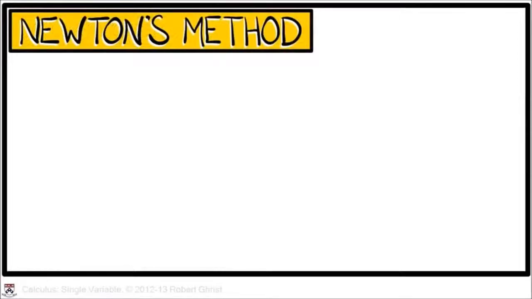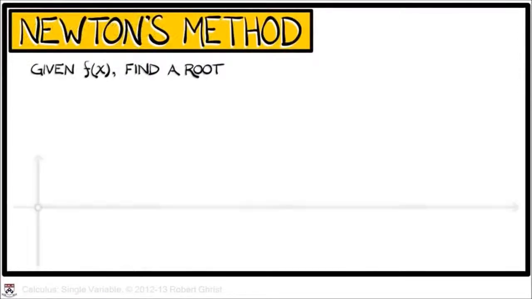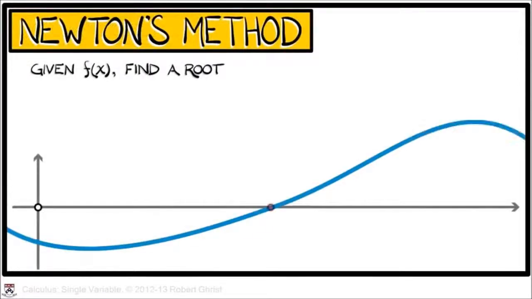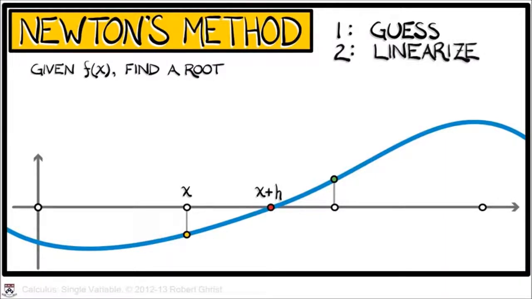Newton's method is an algorithm for finding the root of a function, f of x. The first step in this method is to guess. Pick some value, let's call it x, where we can compute the function and its derivative. Then let's say that the root is nearby at some value x plus h for some h.